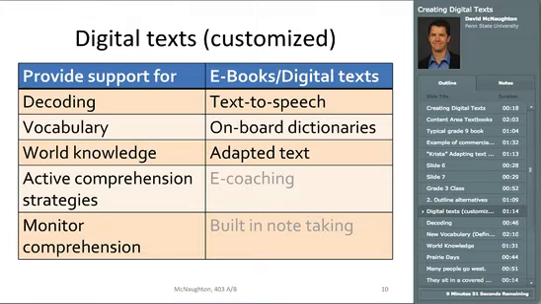So there are a variety of features of digital texts that may be helpful. First, support can be provided for decoding through the use of the text-to-speech feature. So if you click on a word, you can hear it read aloud. The use of onboard dictionaries can support students who need to learn some of the vocabulary that is being used within a text. Again, by clicking on a word, you can find out more information about that word.